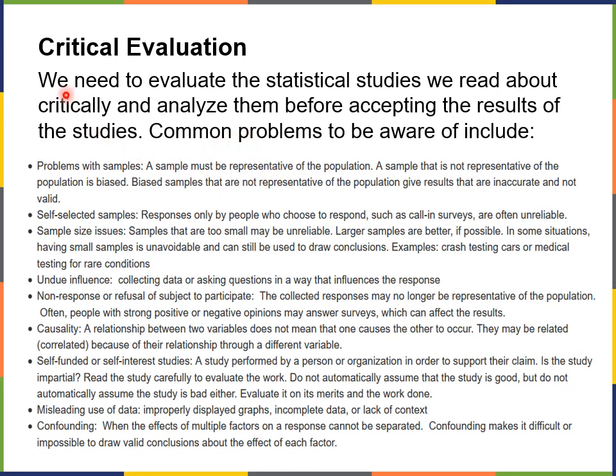So a couple of things we want to look at when we're evaluating statistical studies, okay? There are problems with samples, and that's going to be important. Self-selected samples often are not that great. Sample sizes can often be too small or unreliable. Sometimes there are influences when we collect our data that could change the way our data develops. Sometimes you ask a very controversial question. If you do it in person, people might answer differently than if they were anonymous. So you worry about undue influence.